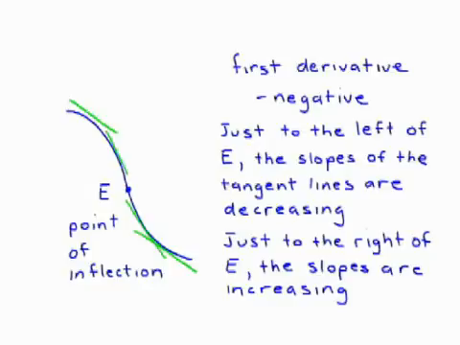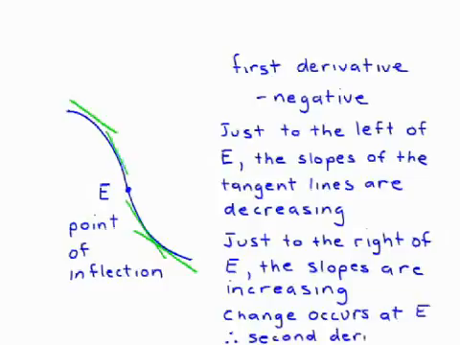Therefore, at E, the point of inflection, this is where there is a transition from the second derivative being negative to the second derivative being positive. So momentarily, just at E, the second derivative is equal to 0.